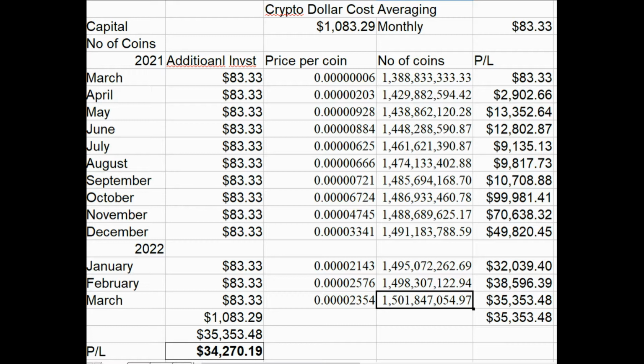The profit loss $35,353.48. Let's summarize it. So your total investment from March 2021 to March 2022 will sum up to $1,083.29, and the profit loss of $35,353.48. Imagine you got 34 times in return.